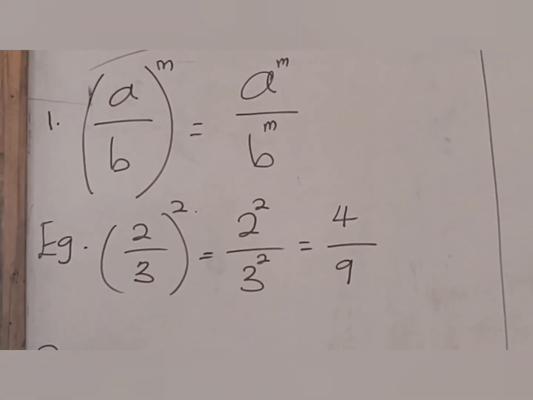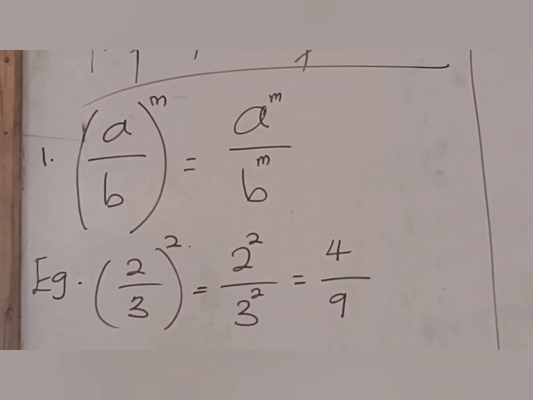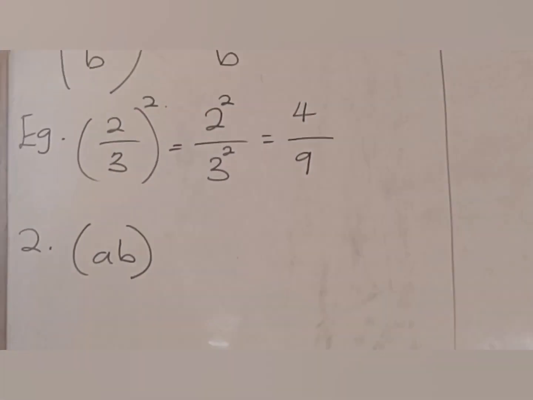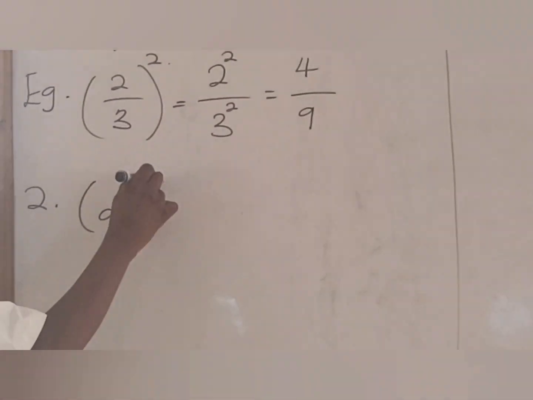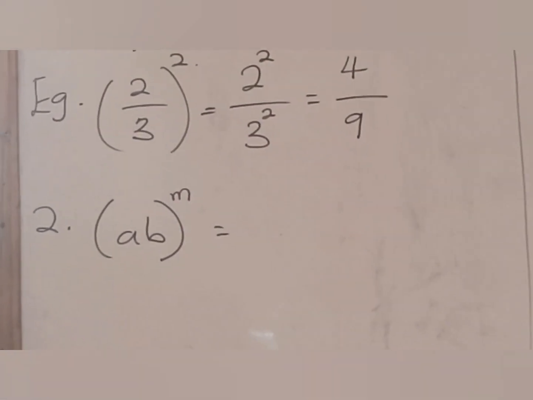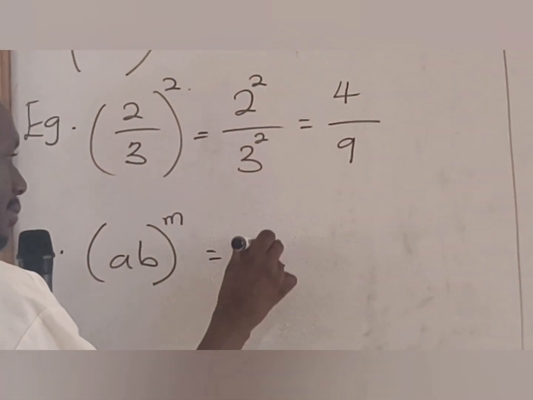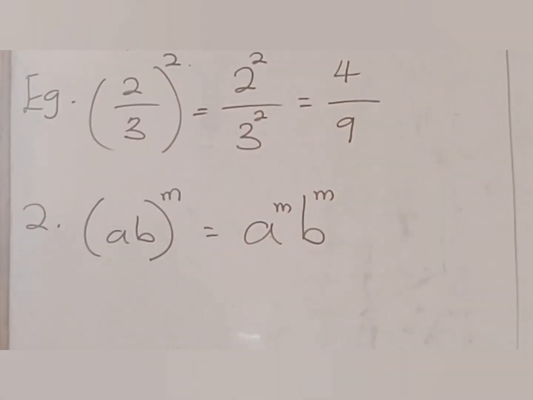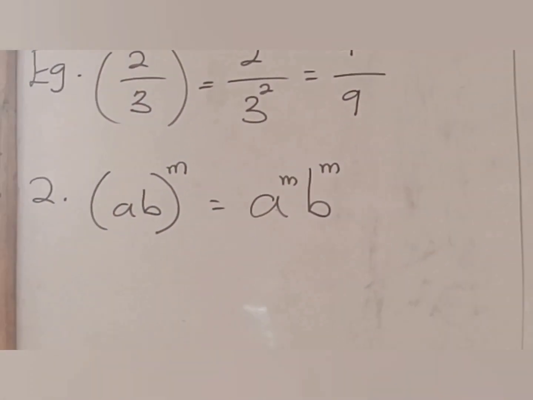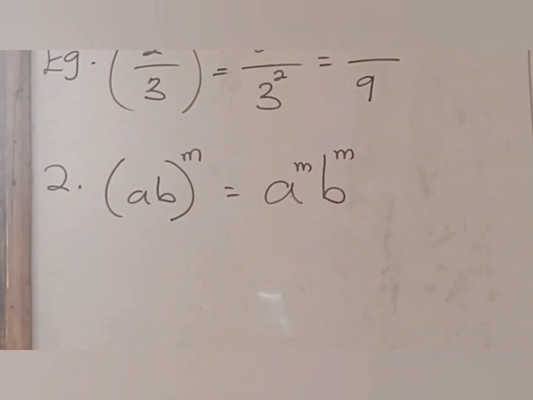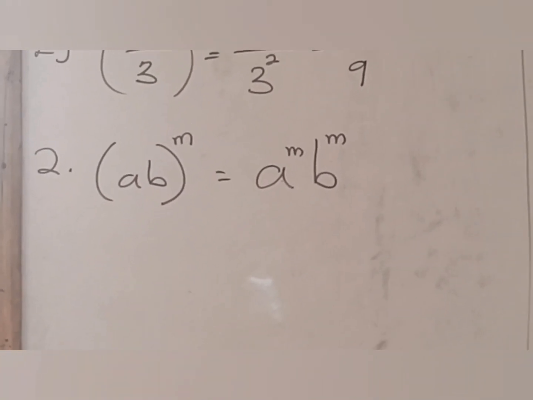When you also write, here they were dividing, now they are multiplying to the power n. You separate them, you will still get the same answer. That's the meaning of this property.